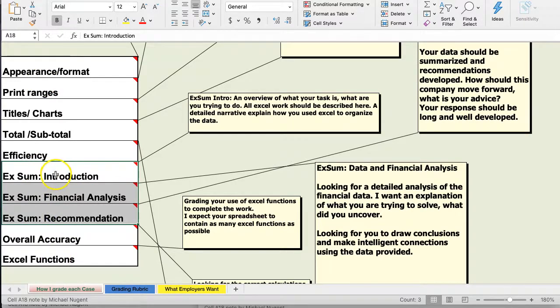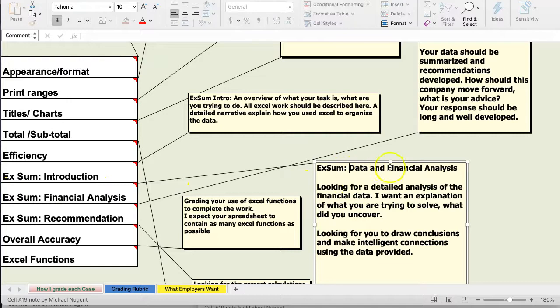So for the introduction, I'm looking for you to give me an overview of your Excel work and a description of how you used Excel to better organize the data and information. Then the financial analysis, your data should be summarized and recommendations developed. Oh, no, this is the one here. Data and financial analysis. I'm looking for a detailed analysis of your financial data. I want an explanation of what you're trying to solve. What did you uncover? Look to draw conclusions, make intelligent connections, and provide data.